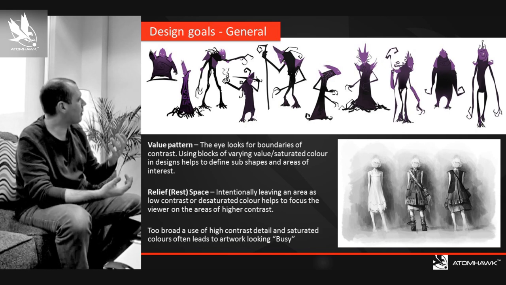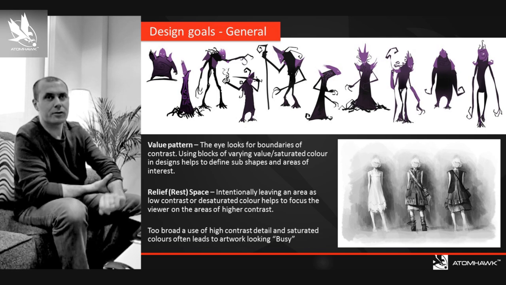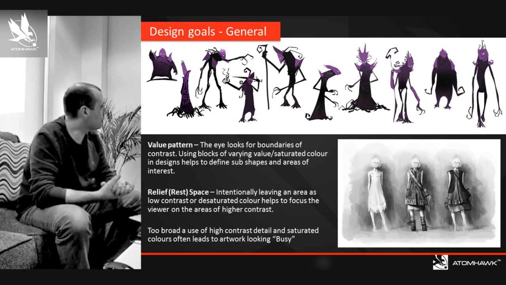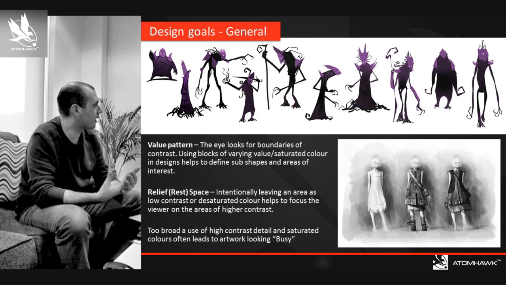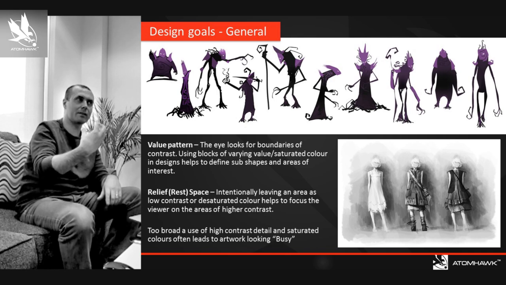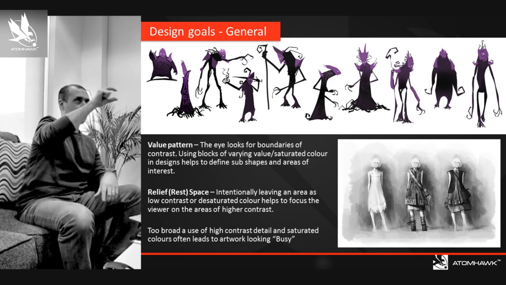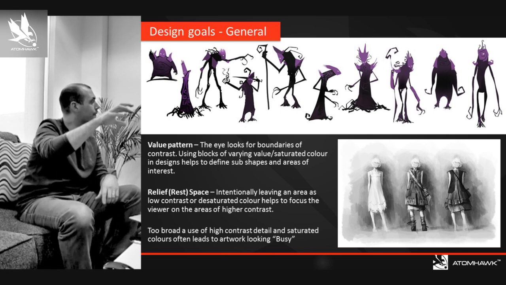And then looking at value patterning. So the eye looks for boundaries of contrast, and using contrast is a great way to create those sub-shapes in your shape language. So when you're designing a character, for example, the character has their silhouette, but you also have almost a pattern within that silhouette that then reinforces that character even further.